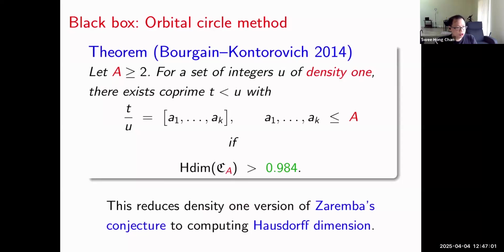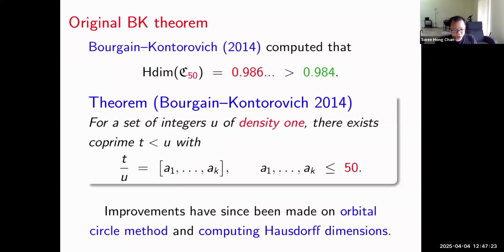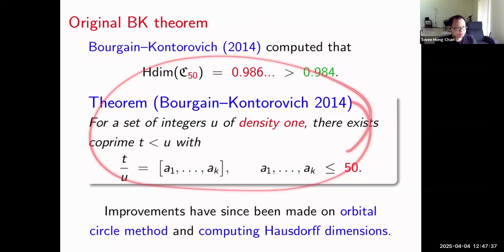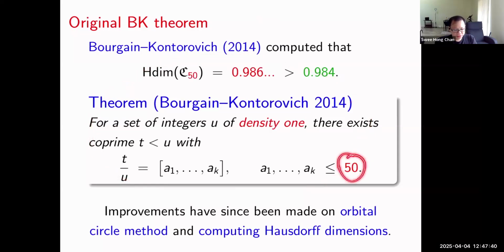And this theorem is very useful because it converts the problem of solving Zaremba's conjecture to the problem of computing Hausdorff dimension. Computing Hausdorff dimension is now very easy because people have developed a lot of algorithms and a lot of software to compute this number very efficiently. In fact, that's exactly what Bourgain and Kontorovich did. They used computers to compute that this number for A equal to 50 is 0.986. This is greater than 0.984, and in particular, that's how they proved the original BK theorem, with the constant 50.